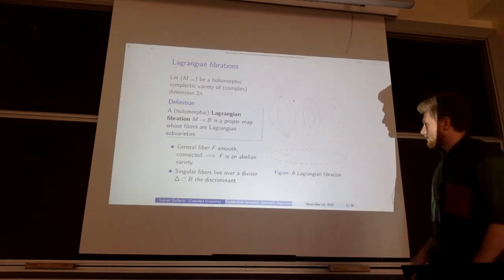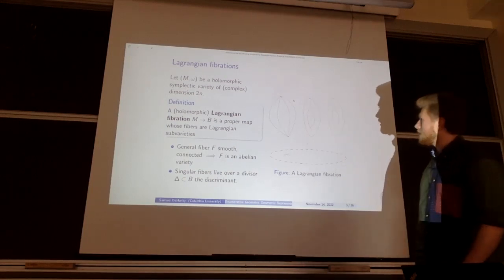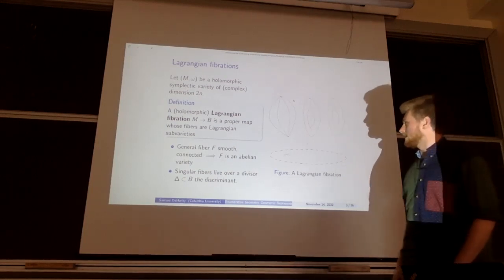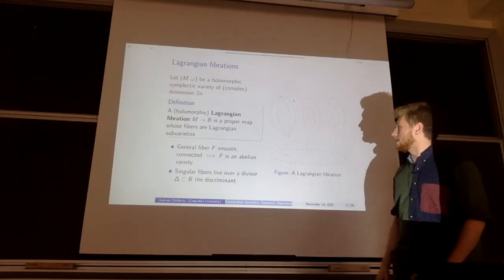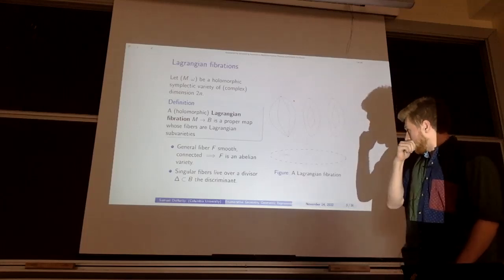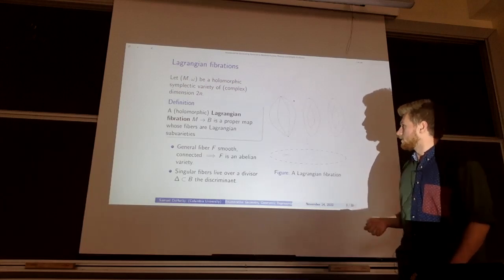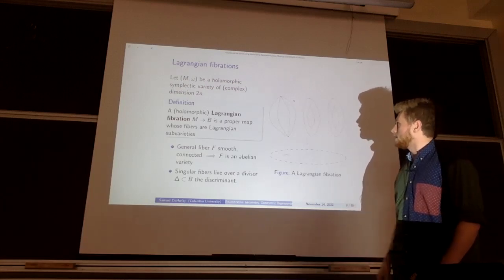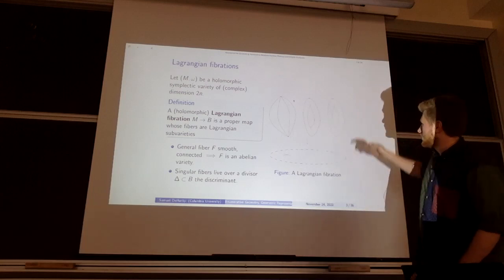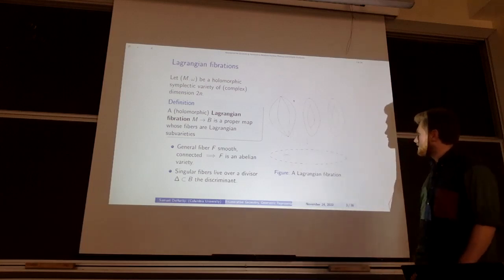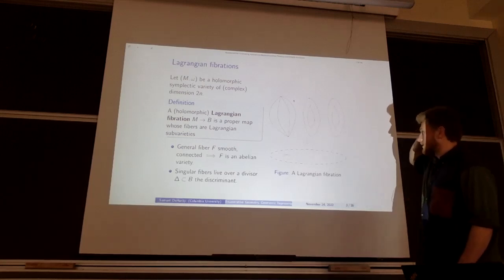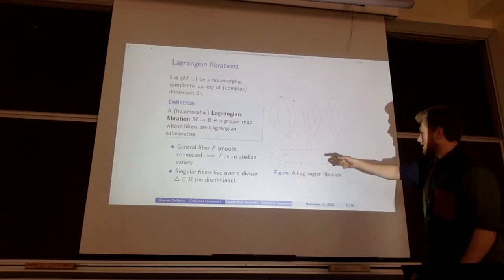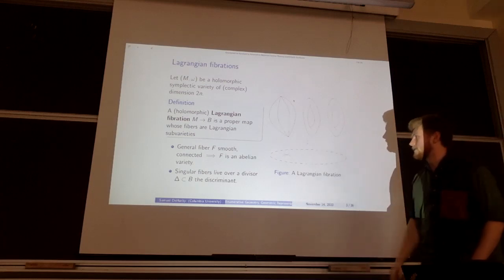So a holomorphic Lagrangian fibration is a proper map from that manifold to a base, which as a consequence is going to be half dimensional. So if M is dimension 2n, then B is dimension n, such that the fibers are Lagrangian subvarieties of M. So we can see a picture here, which is one of the simplest examples. In particular, it's a Lagrangian fibration so that the total space is two dimensions, the base is one dimension, and it's an example of an elliptic surface with an I2 fiber.